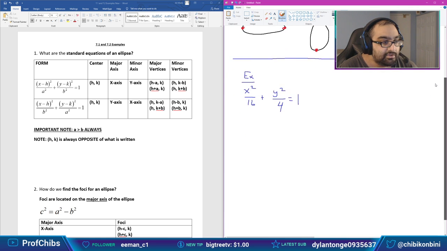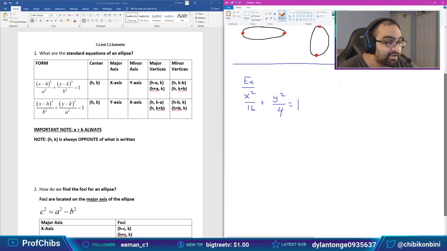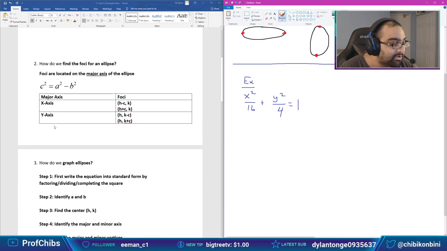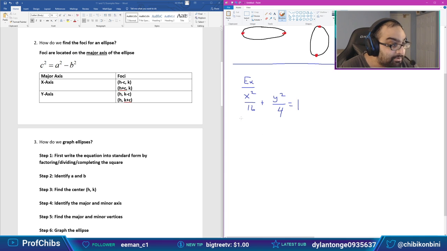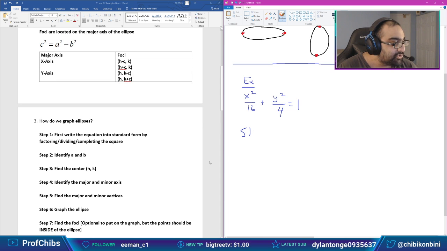Now, the real question is, if this is what we have here, let's go through the steps on how we can identify each important part. So let's go to step 1. Step 1 says, first write the equation into standard form by factoring, dividing, or completing the square. There are various ways for us to put stuff into standard form. Now, we already have it in standard form here, at least to start off with in this problem. So we're already done with that part.